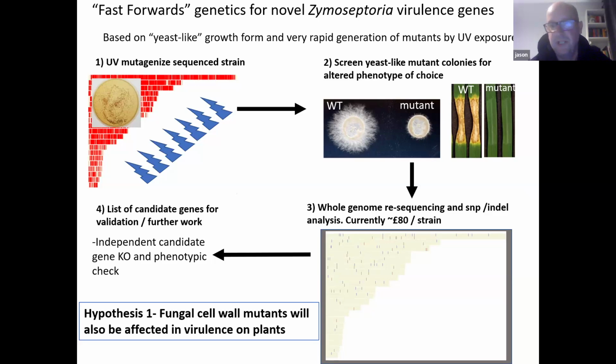because it's very cost effective, about 80 UK pounds per strain to do this at the moment, to see what genes we have mutated, whether there's any interesting genes in there that come out of multiple strains that become strong candidates, and then we start to investigate them in the lab via an independent knockout or a complementation and repeat the phenotypic check. And the first way we adapted the screen was to see if we could form a hypothesis around whether fungal cell wall mutants would be affected in virulence on plants.